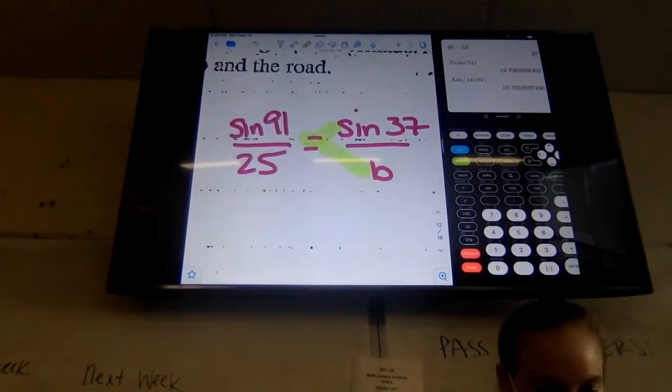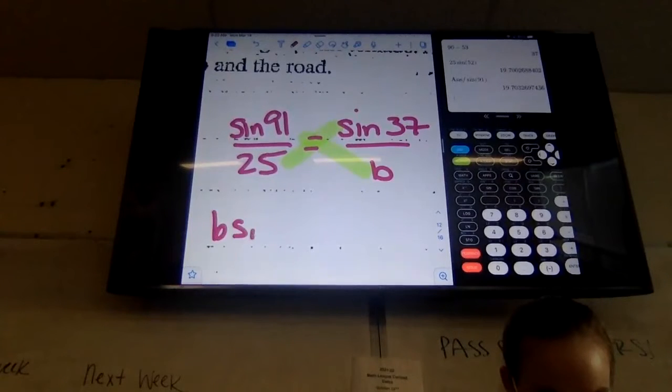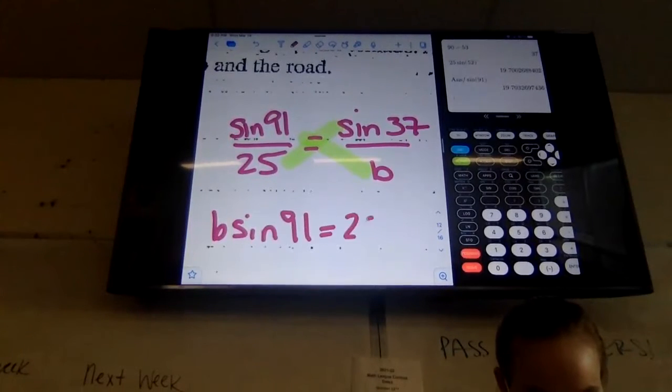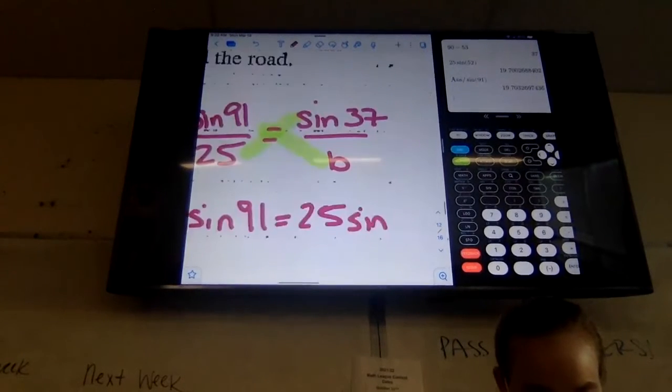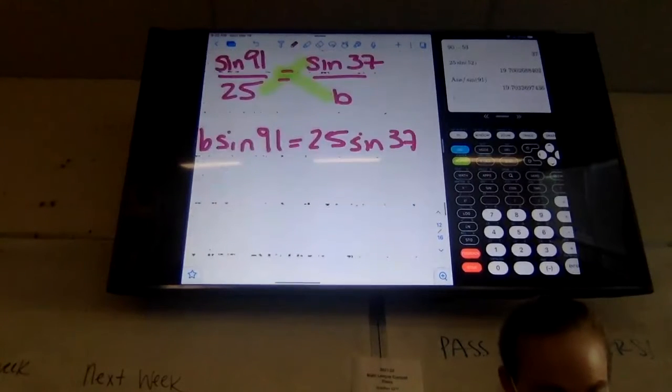I'll zoom back out in a moment. When I get both my A and B, and then we'll find H, and then we'll be done.